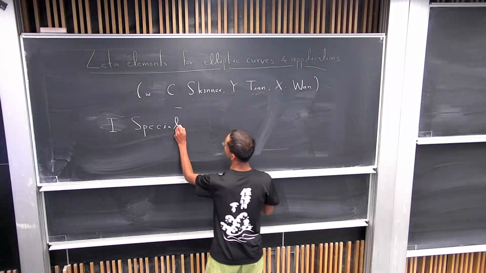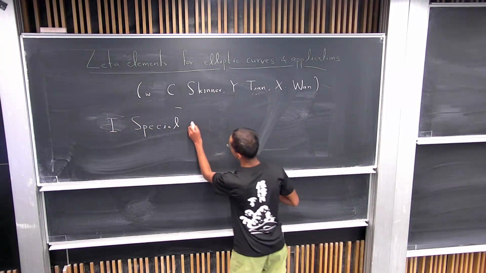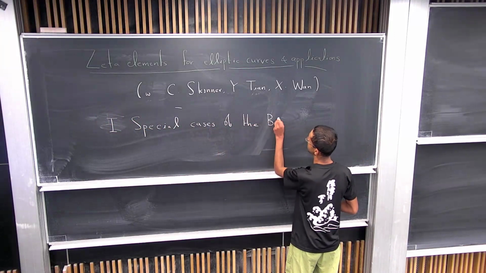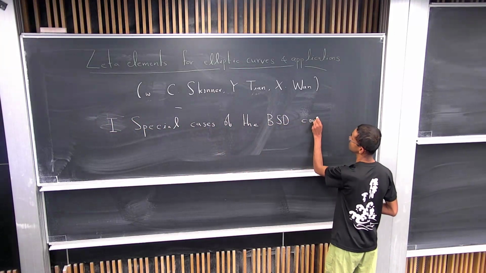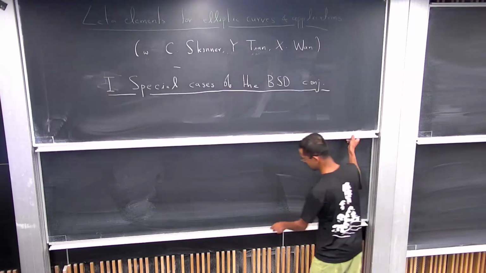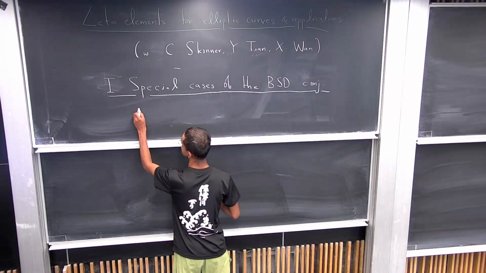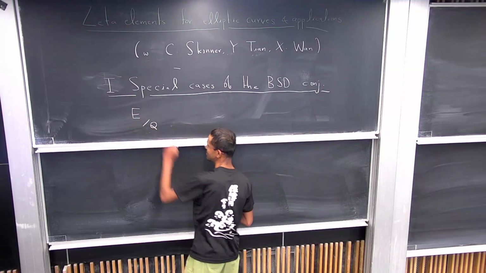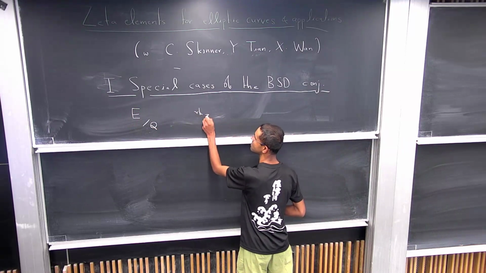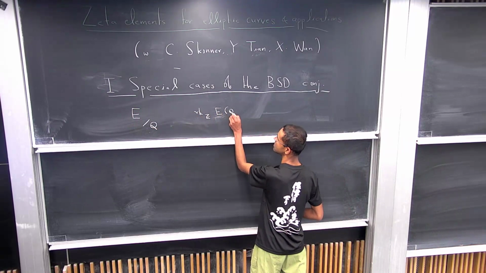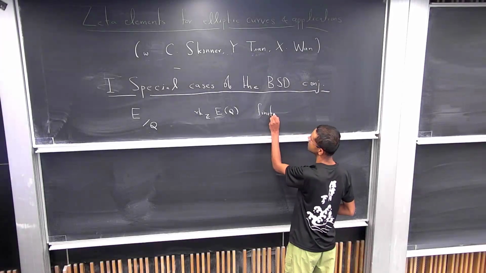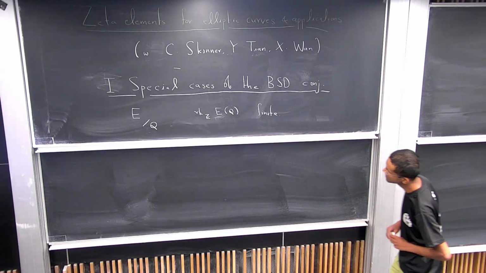Yeah, I'll start just with some application. The basic arithmetic object is we just start with an elliptic curve over the rational numbers, and as we know, the key arithmetic invariant is the rank of the group of rational points, which by the Mordell-Weil theorem is finite.